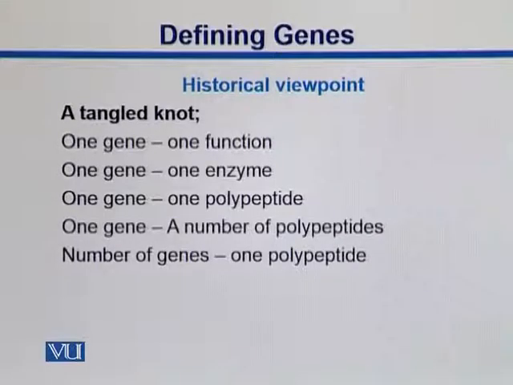And then later on, that came to one gene playing a role in the formation of a number of polypeptides. And now we see that even one polypeptide is associated with a huge number of genes. So in this way, a number of genes can give you one polypeptide. So defining a gene has always been a cumbersome task in history.